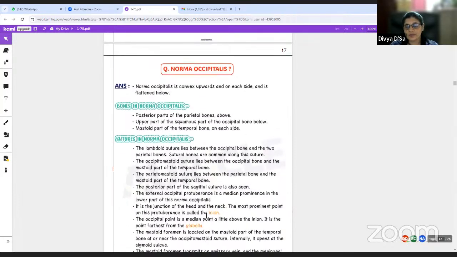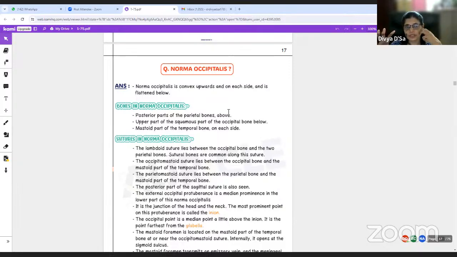Norma occipitalis is the posterior view of the skull, convex upwards and on each side. So basically, what you have to know is the name of the view, which view it is, then what bones you are seeing, and any features there.